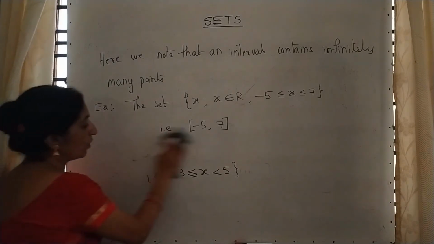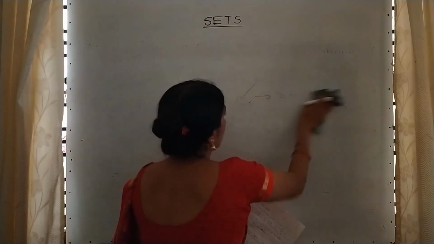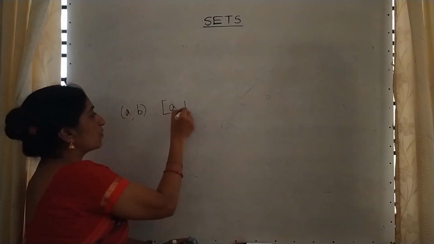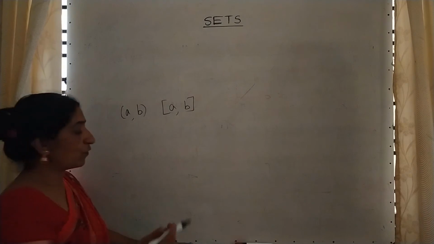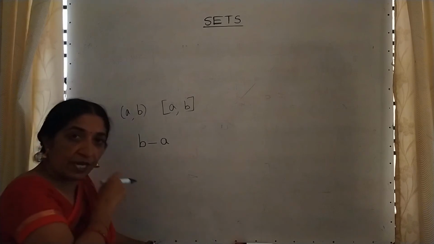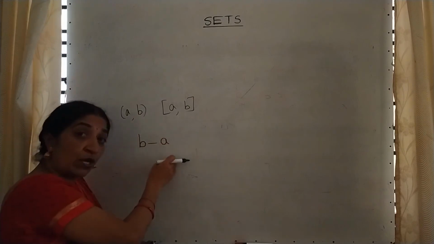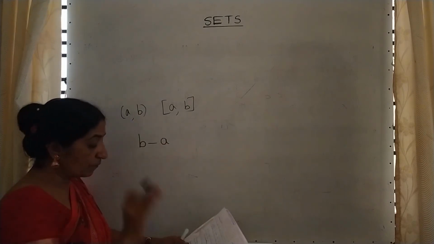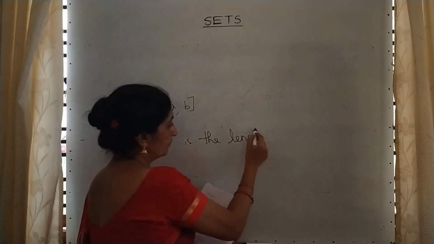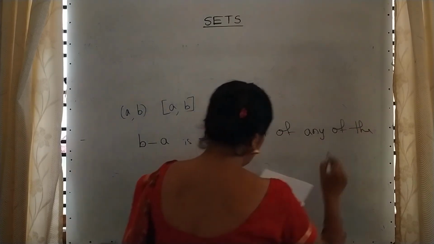And the next important point is, now you are familiar with intervals: open interval, closed interval, and one side open and one side closed. It may be an open interval, a closed interval, or half open and half closed. In all the cases, if you write B minus A, because we are moving from left to right, from smaller number to bigger number, a bigger number minus a smaller number, this gives you the length of any of the intervals.